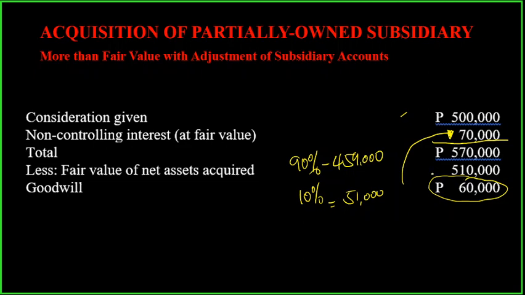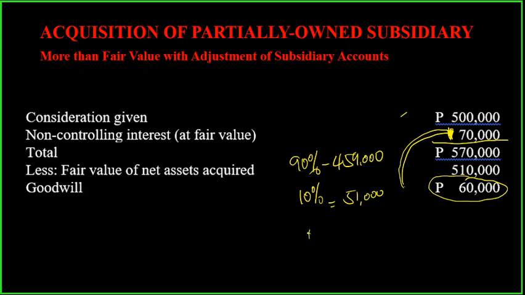But sir, going back to the question, it's confusing. 10% of 510 should be 51,000. How come the fair market value is 70,000? One example of why this happens is, let's say that you have the net identifiable assets of the subsidiary at 510. What does that mean?